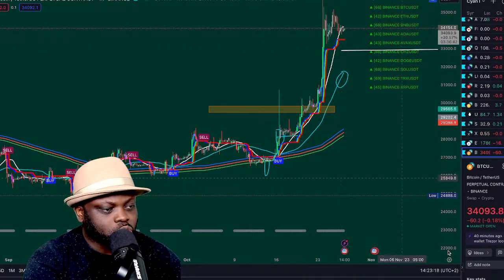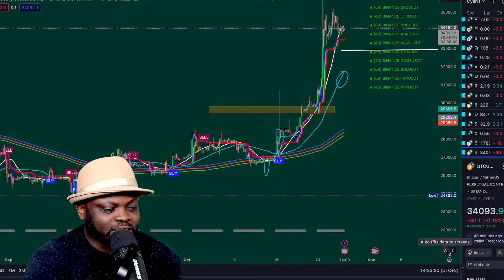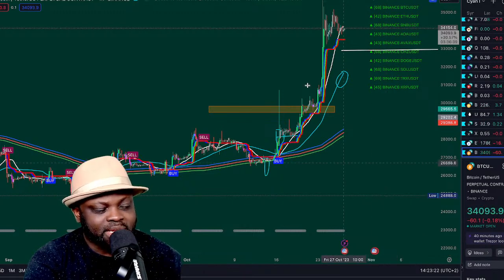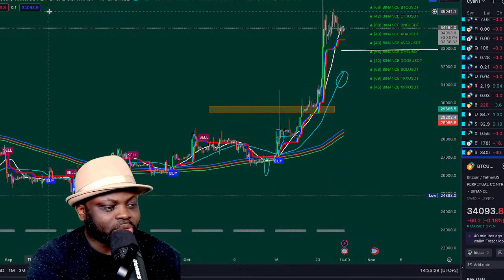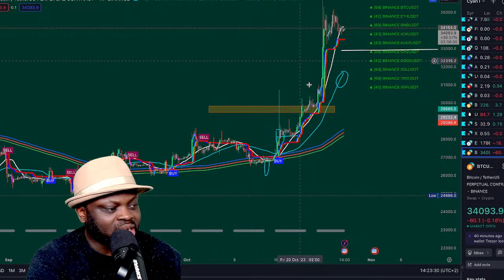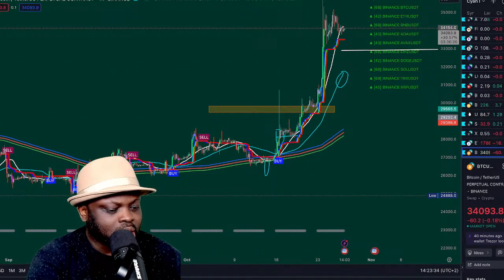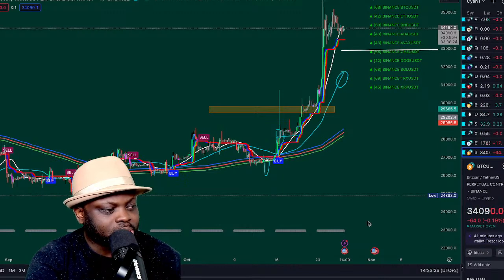So when you see a trend continuation, it means it's the right time for you to keep holding. Now this alpha trend indicator has different things that you should also understand, so that you can apply them to your trading when you use it.